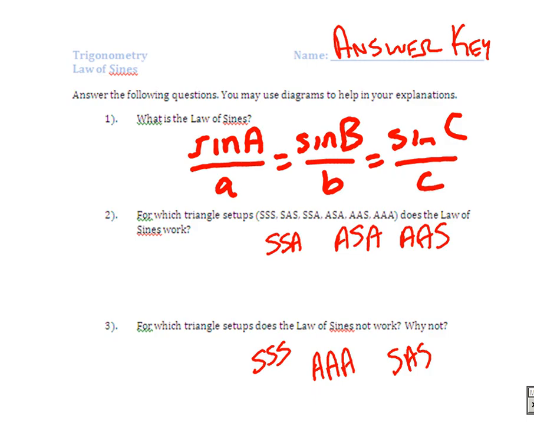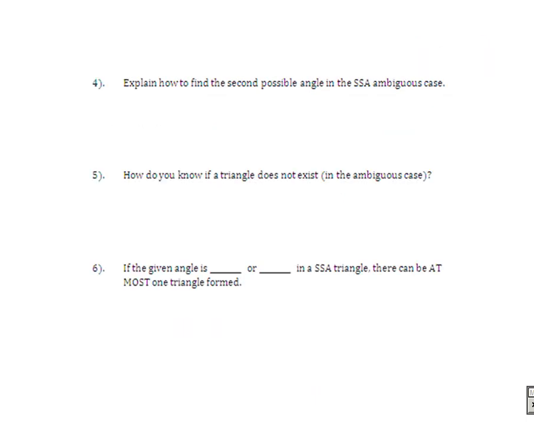Number 4, how do you find the second possible angle in your ambiguous case? This is going to be, again, pretty straightforward. Just try to explain it that whenever you find your first angle, you're going to do 180 minus the angle. And that'll find your second possible angle.